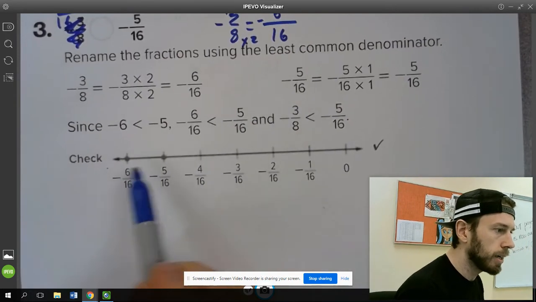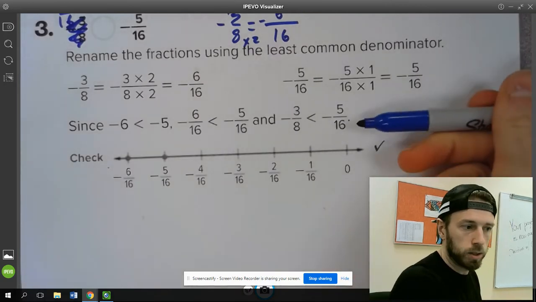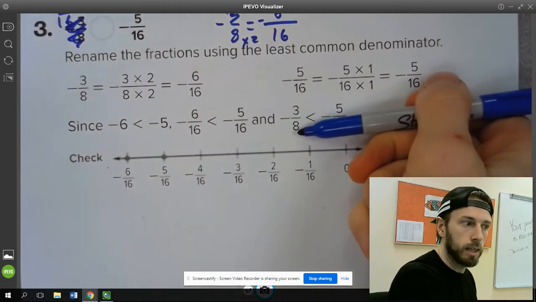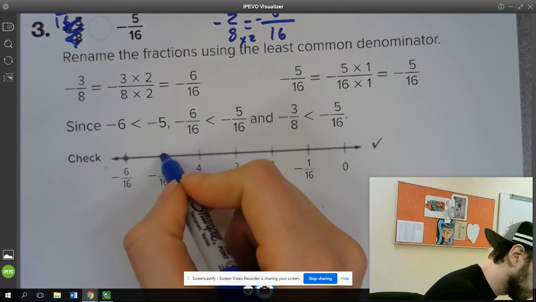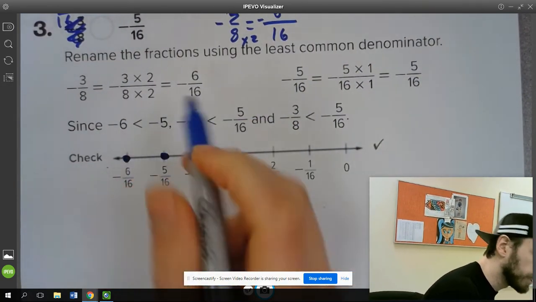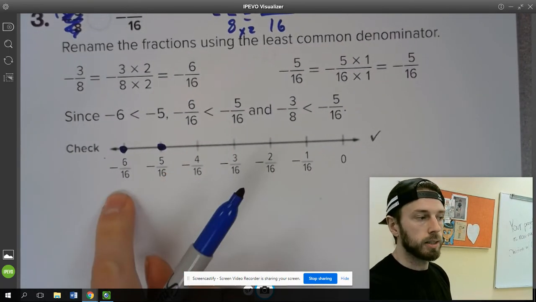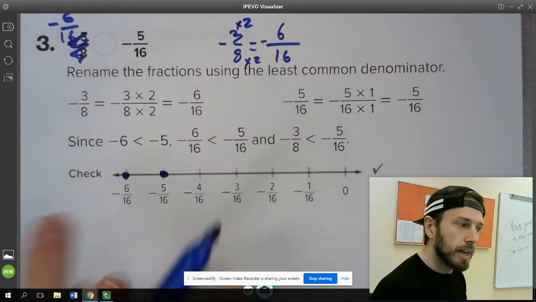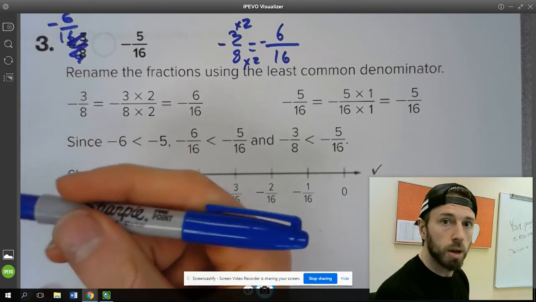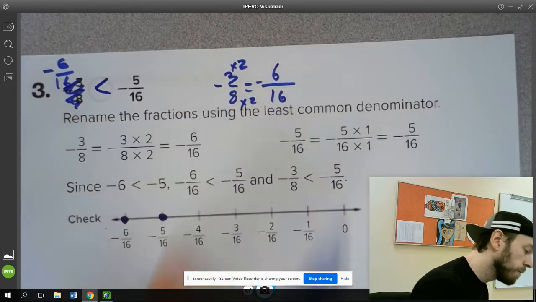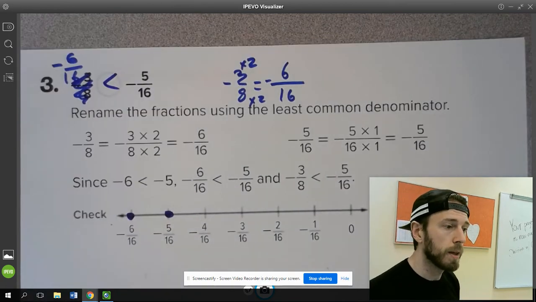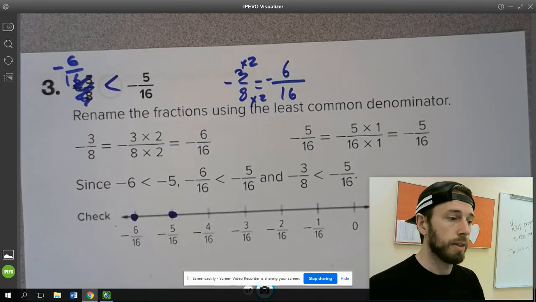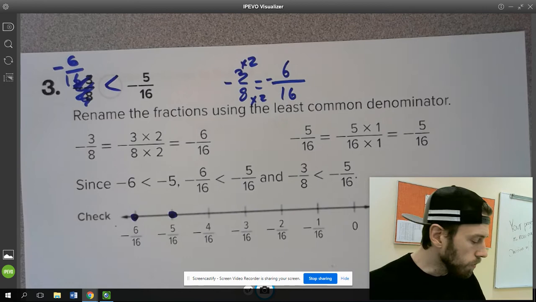So if you look at a number line here, if we're at 0 and we start going backwards 16ths, right? We go backwards 1/16, 2/16, 3/16, 4/16, 5/16. Here you see 5/16, and then here you see 6/16, right? Negative 5/16 and negative 6/16. And you can clearly see that negative 6/16 is further to the left on the number line, so it is smaller, which means that this number here is smaller than negative 5/16, right? Negative 3/8 is smaller than negative 5/16.